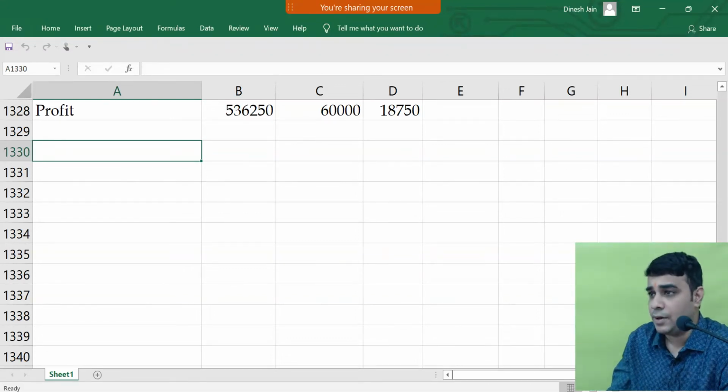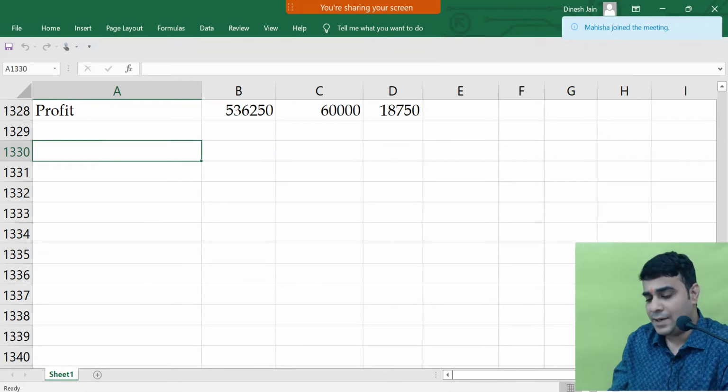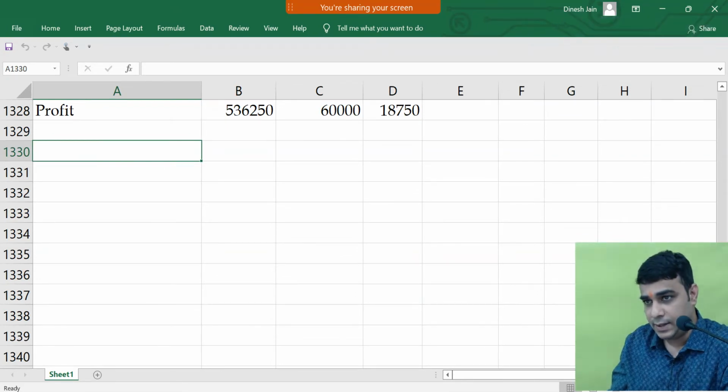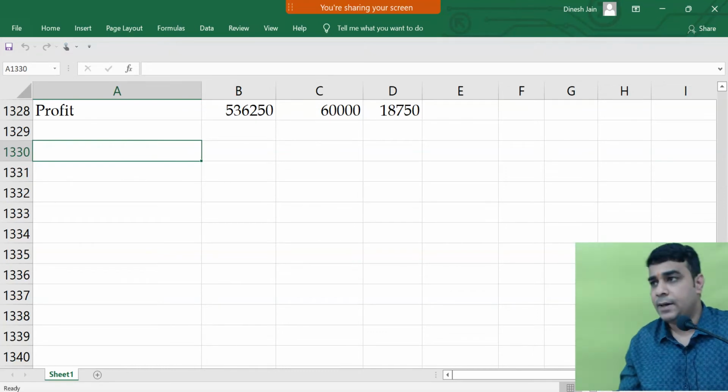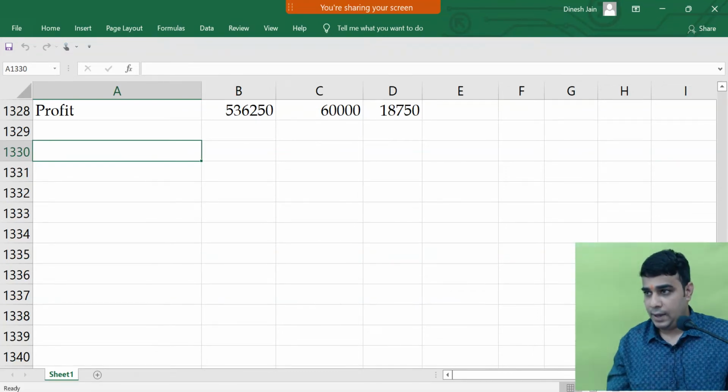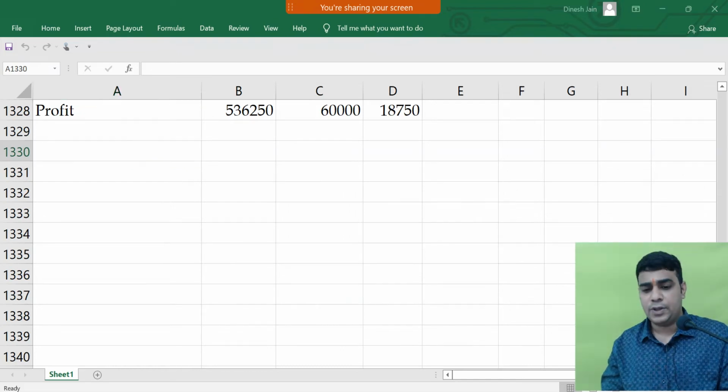Let's now start with your FM revision. I'm going to first talk about the subject in general, as to what are the areas which are there, what is important, what is not so important from exam point of view. If you look at the paper, 60 marks is dedicated to FM, 40 marks is dedicated to economics. I think you're already done with your economics revision.